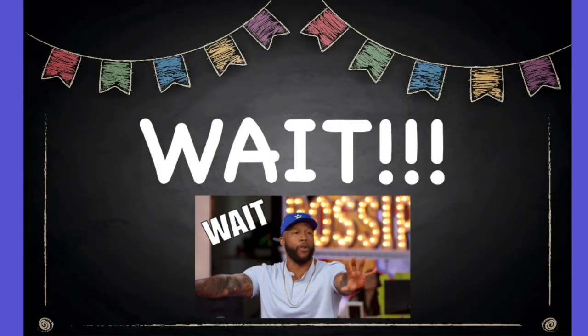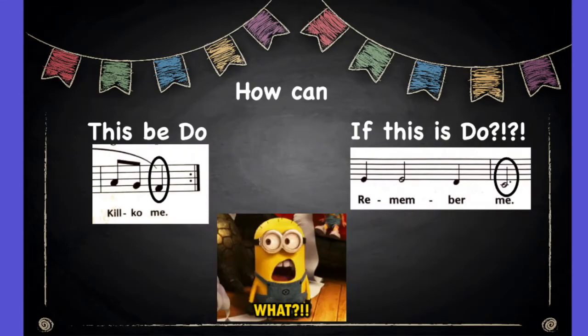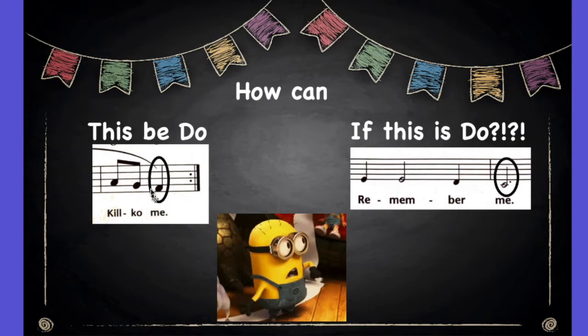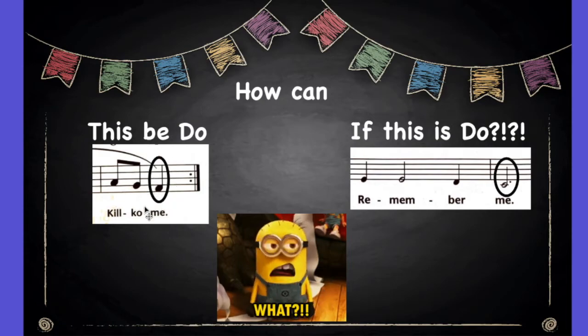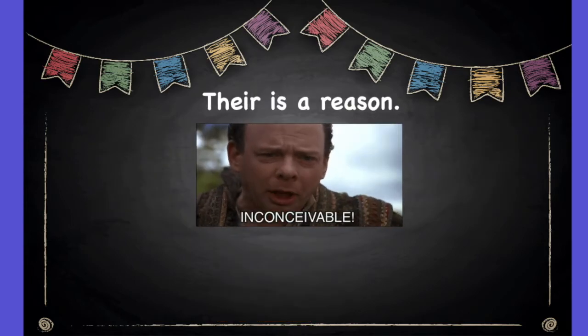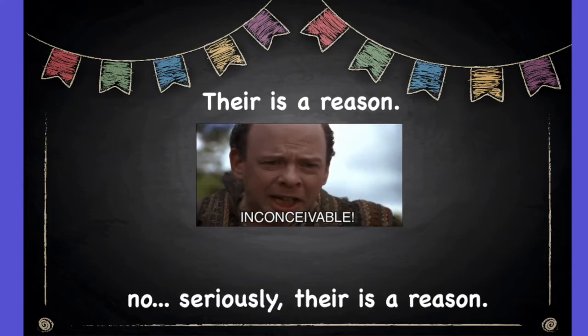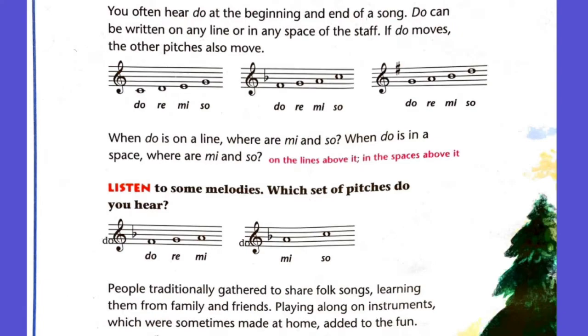But wait! How can this note in our song, Fed My Horse, mi, re, do, how can that be the same do as that? How is that possible? Well, there is a reason. No, seriously, there is a reason. And that is something called movable do.